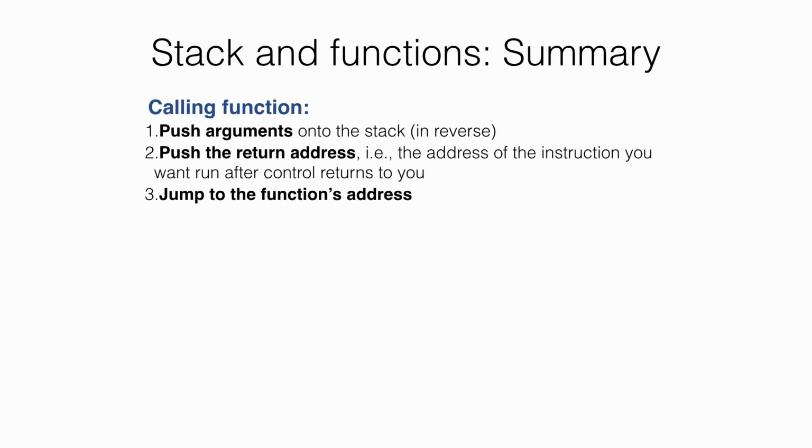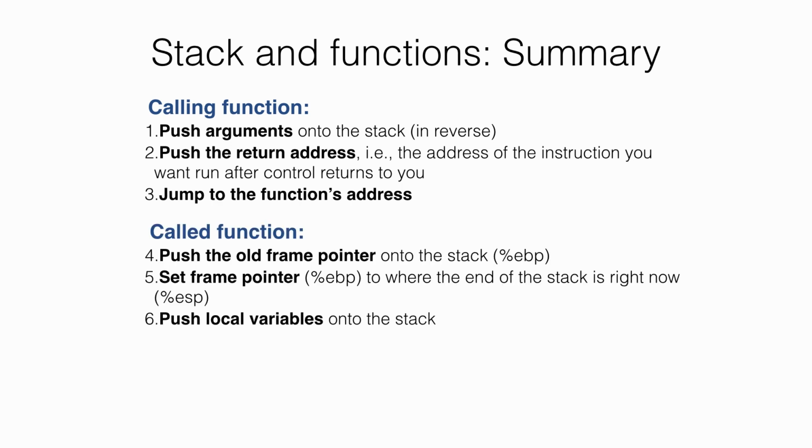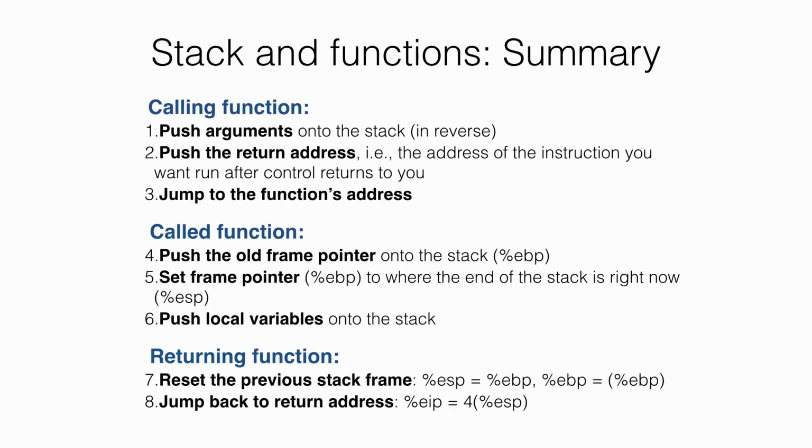In summary, when calling a function, we push arguments onto the stack in reverse order, then we push the return address, and then we jump to the function's address. Within the called function, we push the old frame pointer onto the stack. We set the new frame pointer value to be where the stack is right now, and then push the local variables in order. Finally, to return, we set the previous stack frame by restoring the frame pointer, and then we simply jump back to the instruction pointer that we saved on the stack, which is 4 more than the reset stack pointer, which was set to be the previous frame pointer.